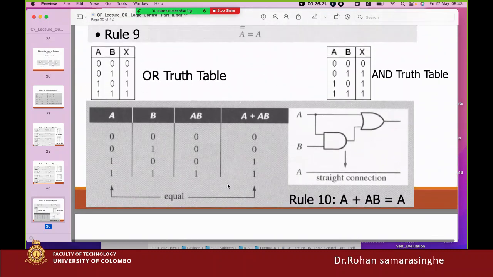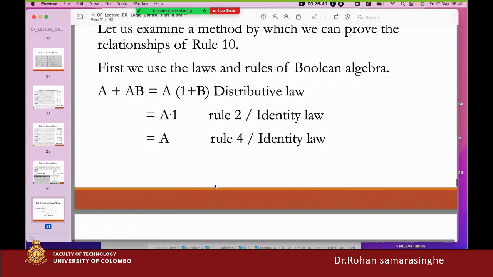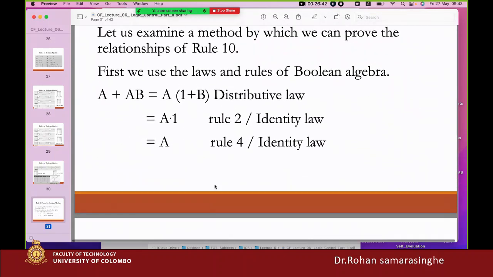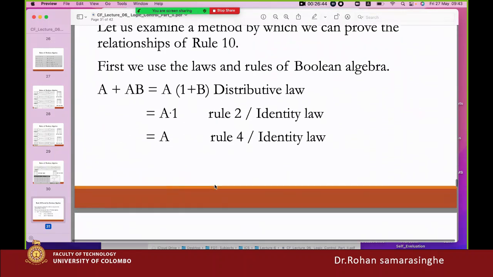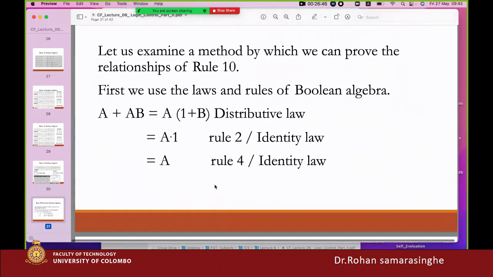From the truth table also you can see A plus AB equals A. A plus AB you can get 0, 0, 1, 1. So you can get the A value also 0, 0, 1, 1. This is equal. Anyway, we'll understand how to simplify using Boolean algebra.